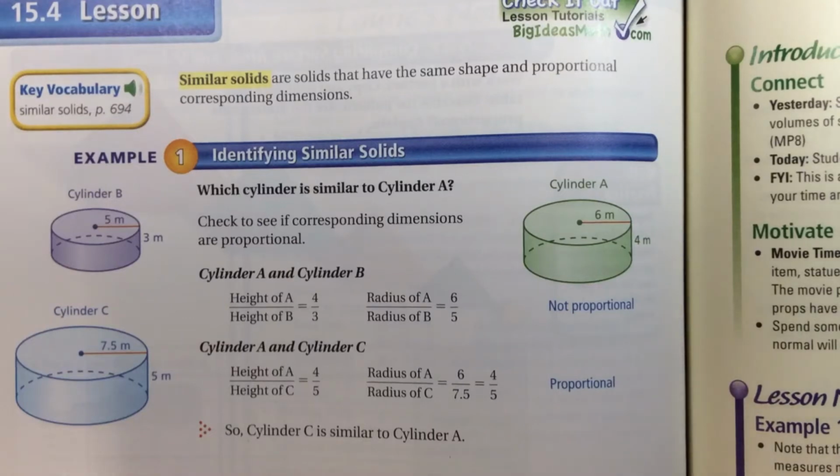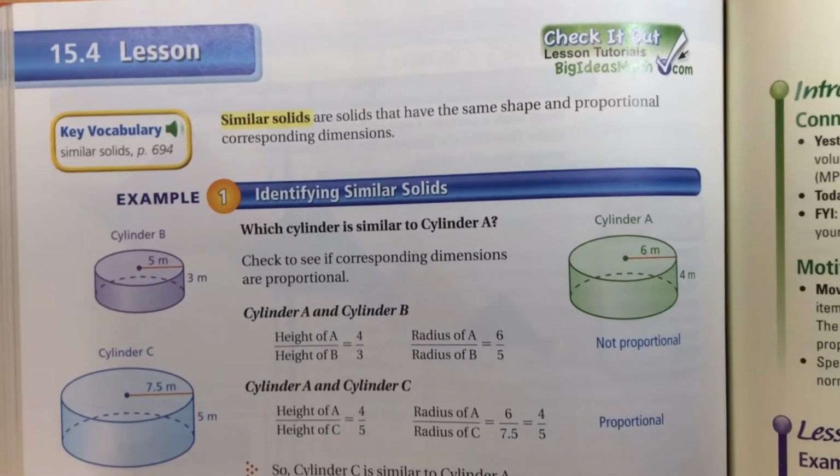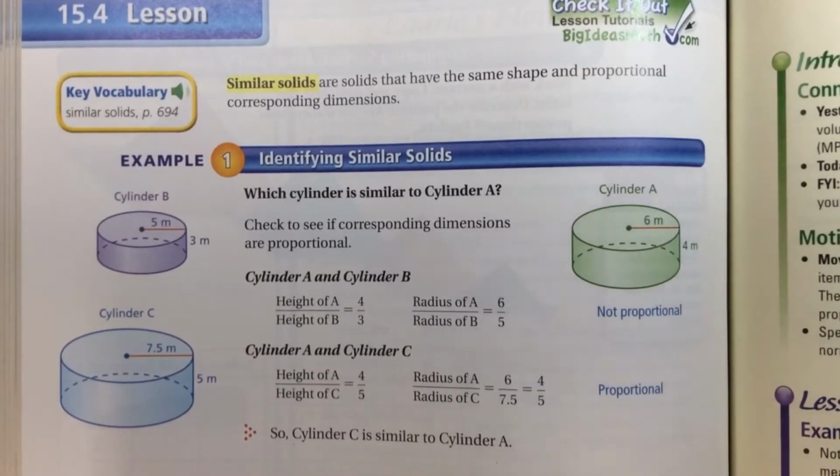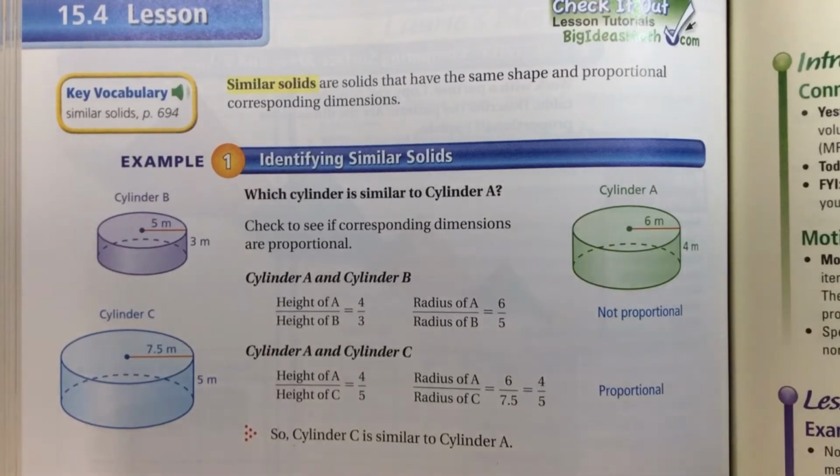Proportions, proportions, proportions. This is lesson 15.4, and we're talking similar solids. And really, this is just going back to, you guessed it, proportions, like this whole year has basically been about. So, it starts on page 694 if you're following along in your textbook. But it says at the beginning here, similar solids are solids that have the same shape and proportional corresponding dimensions.